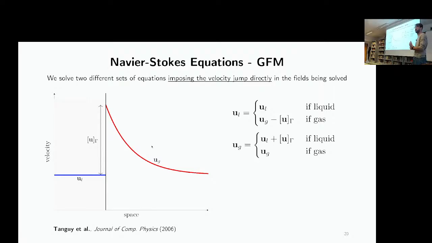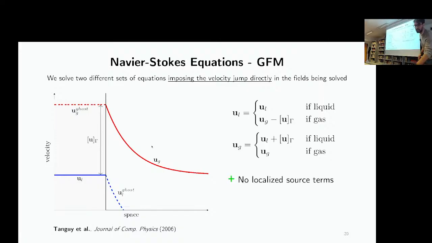It's based on the Ghost Fluid method. This is the radial profile of a velocity field for a microgravity droplet. You can see that we have the liquid velocity, the gas phase velocity, and the jump at the interface, right? So the Ghost Fluid method tells you that you can construct a prolongation of the liquid velocity in the gas phase domain and of the gas velocity in the liquid phase domain. And in this way, you can create two velocities which are continuous and eventually divergence-free at the interface.